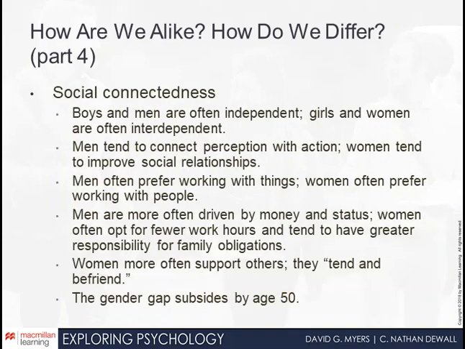So, social connectedness. Boys and men are often independent, whereas girls and women are more often interdependent. Men tend to connect perception with action. Women tend to improve social relationships. Men often prefer working with things. Women often prefer working with people.